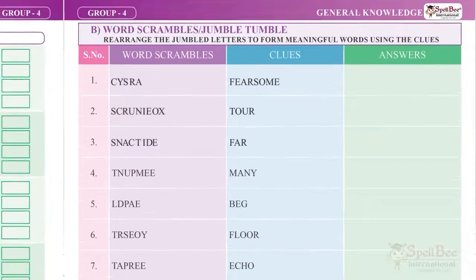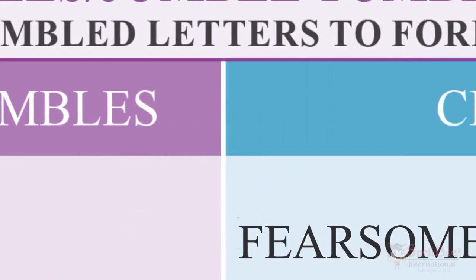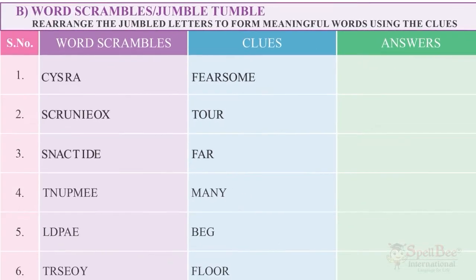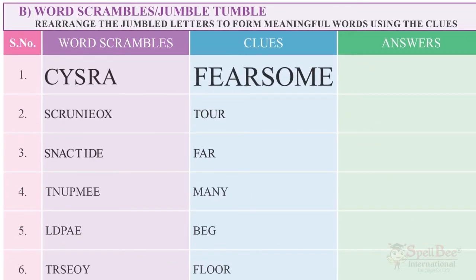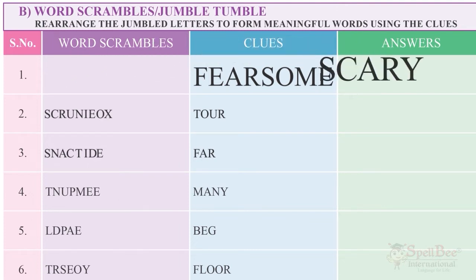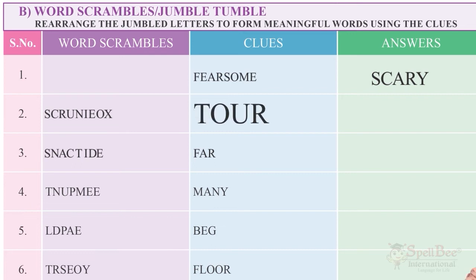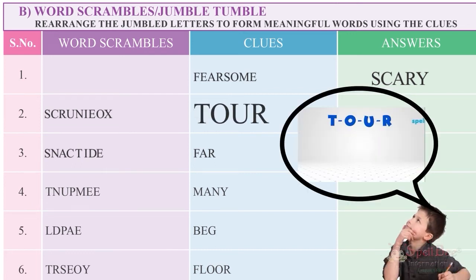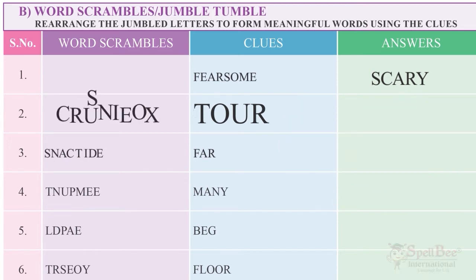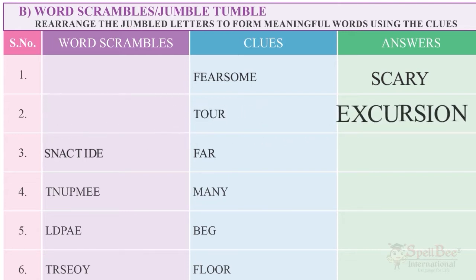And then we have word scrambled or jumble tumble. Here you've got clues, and you have to write the answers based on the clues. The clue will be the synonym of the word. So the word here is scary. That's correct. SCARY. How should you say this word, you remember? Good. So what's this word? It's excursion. That's correct.